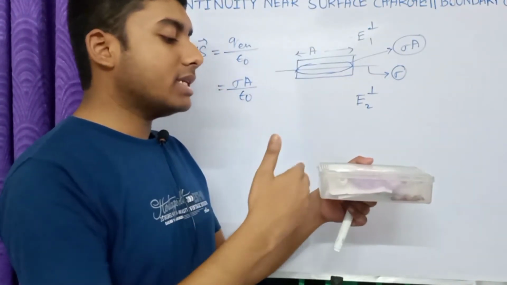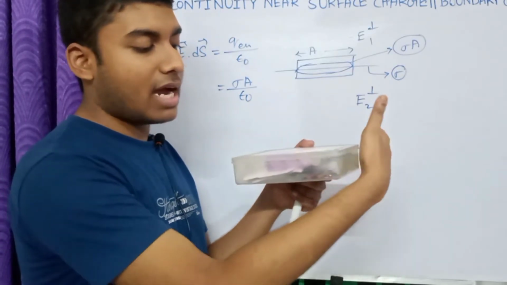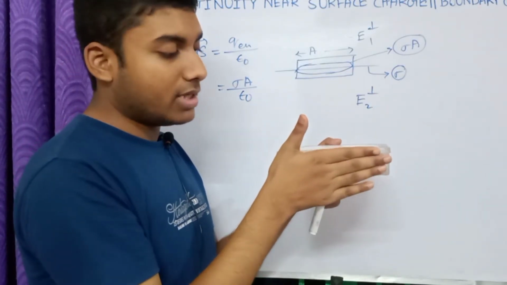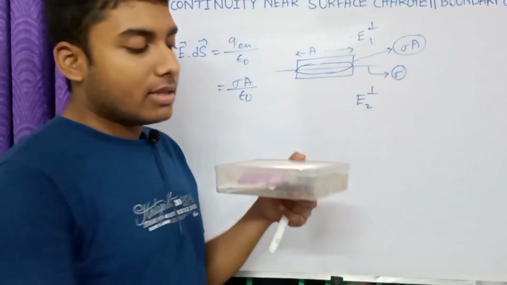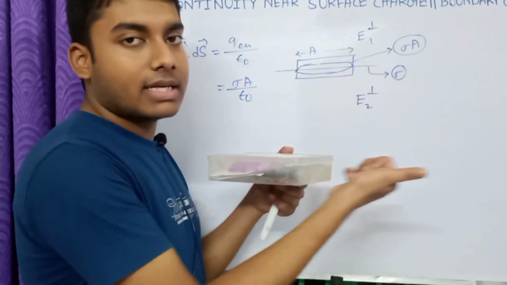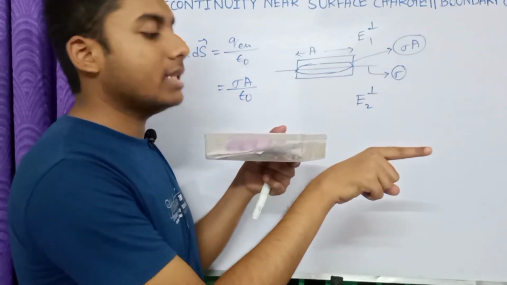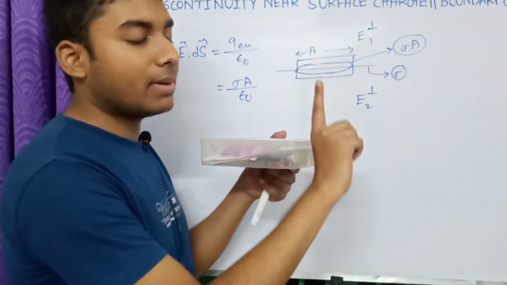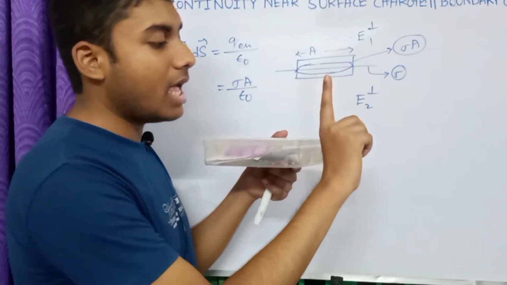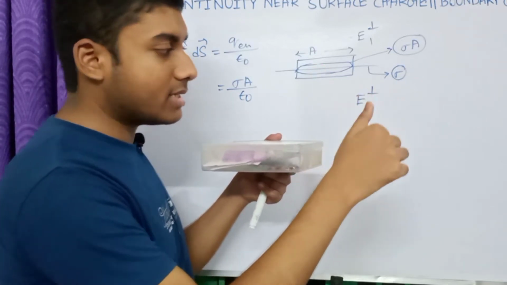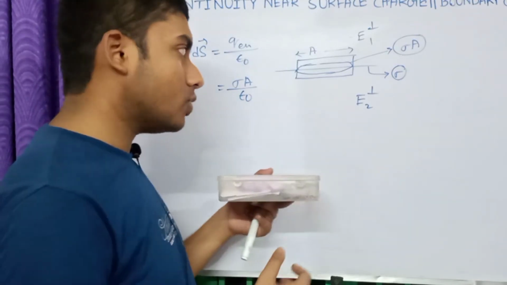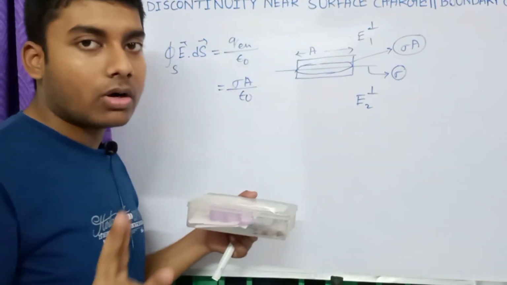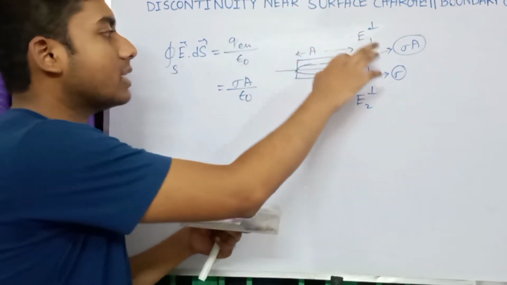But for the sides, for this width, this side and this side, the area vector is directed along the side. But the perpendicular component of the electric field is in this direction. That means the angle is 90 degrees between these two, so the flux automatically becomes 0 for these sides.